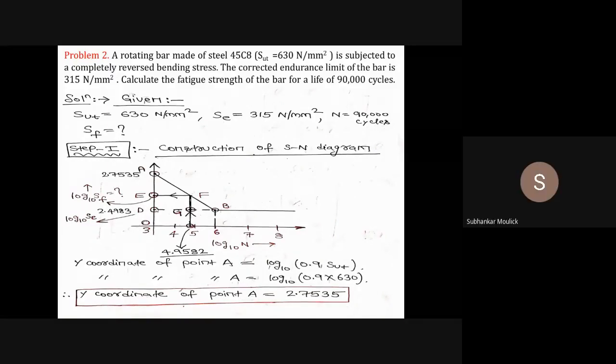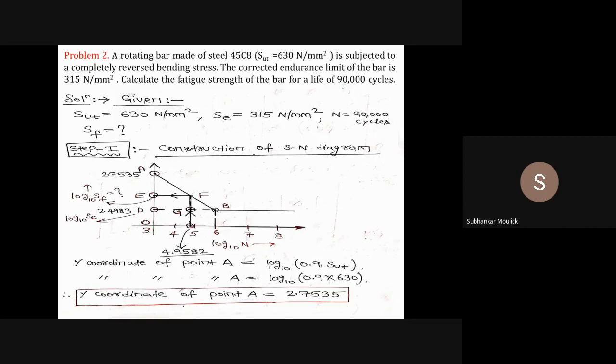So before drawing the S-N diagram, first let us see what all data is given in the problem. SUT is given, that is 630 Newton per millimeter square, and the corrected endurance limit of the bar. Endurance limit means SE is given to you, that is SE is equal to 315 Newton per mm square. And what else is given to you? Life of the bar is given to you, that is 90,000 cycles. And this 90,000 cycle is N, it is not log base 10 N. Is it clear?